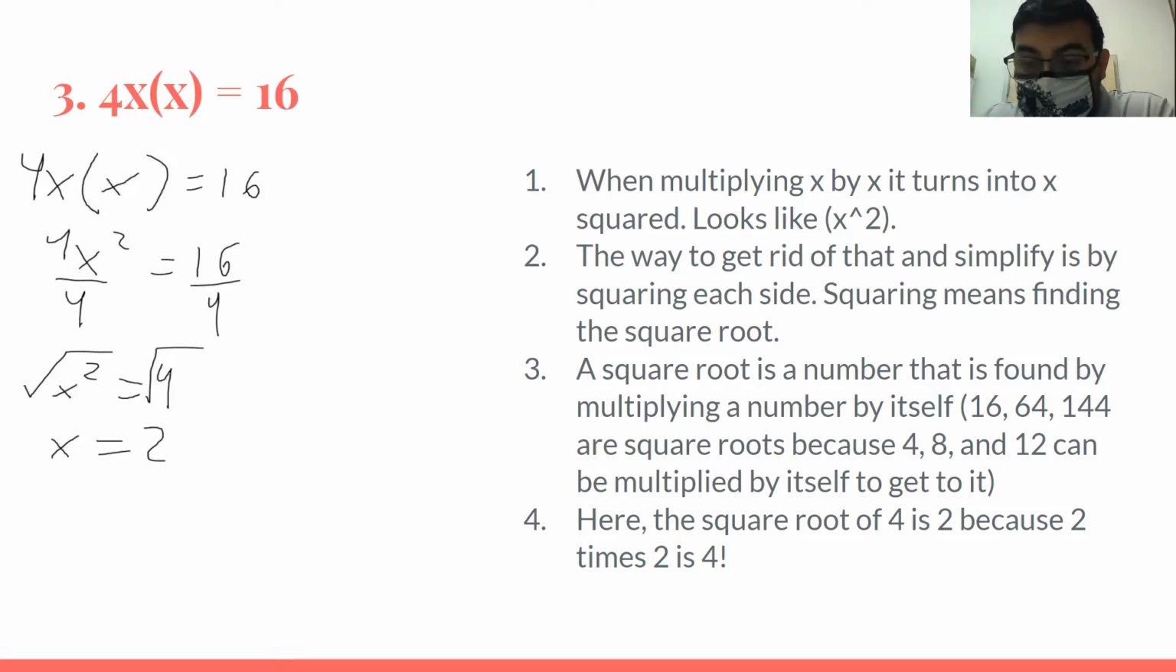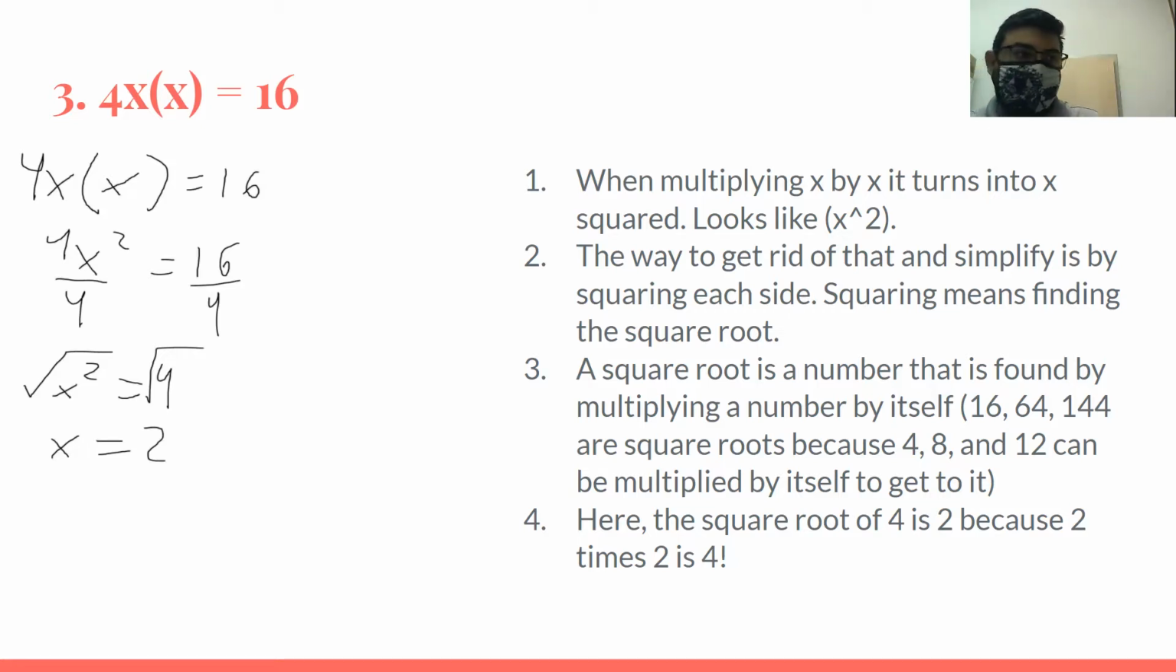A square root is a number that is found by multiplying a number by itself. So 16, 64, and 144 are perfect squares because 4 times 4 is 16, 8 times 8 is 64, and 12 times 12 is 144. If you can multiply a number against itself, the number that you get is a square, all right? So you're just finding the opposite of it.